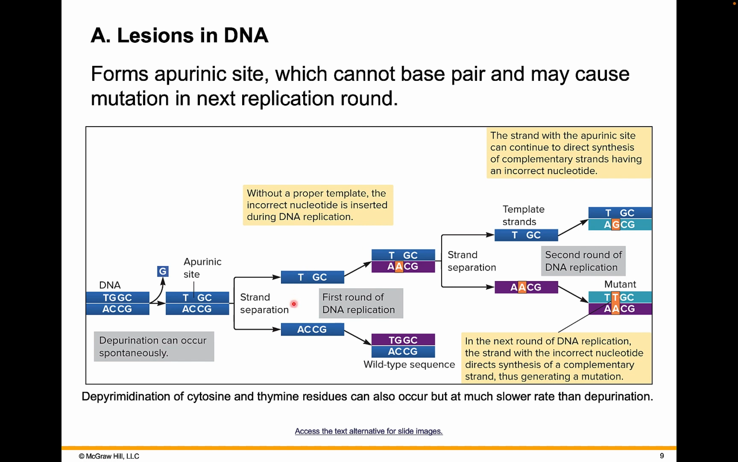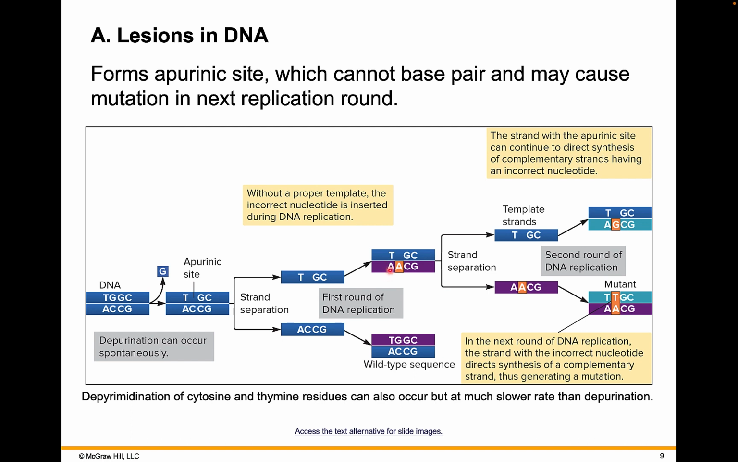So once this base is removed, when the strands are separated for the first round of DNA replication, there's no problem with this strand. You have an ACCG, TGGC, and there's no problem with that. So this is wild type, nothing happens. But now what happens right here is that without a proper template, an incorrect nucleotide is incorporated during the DNA replication.